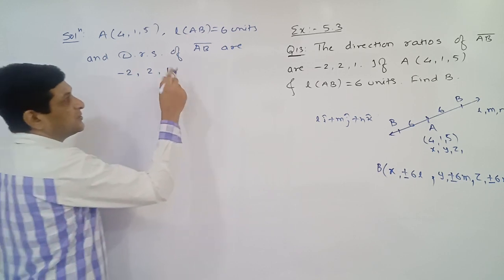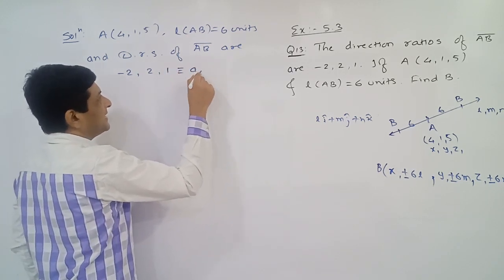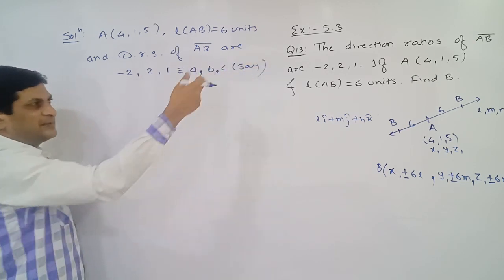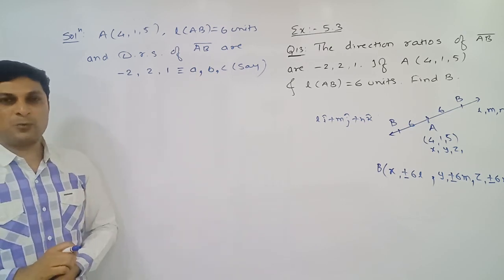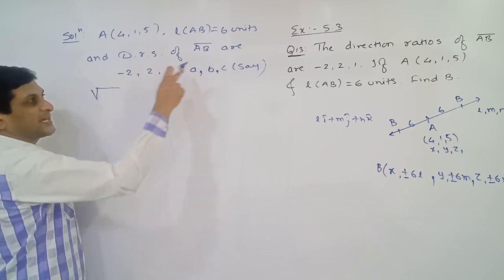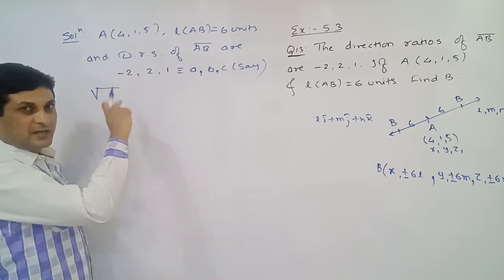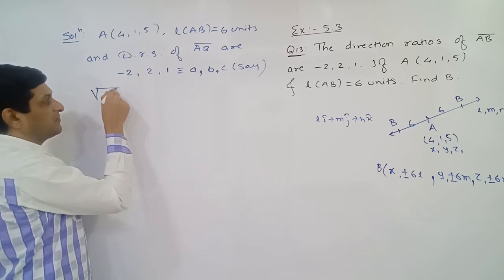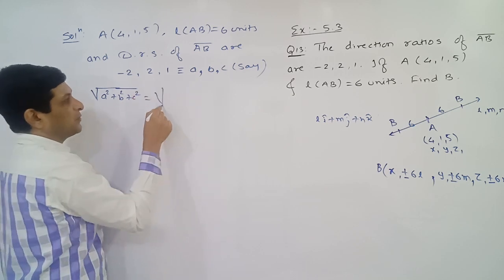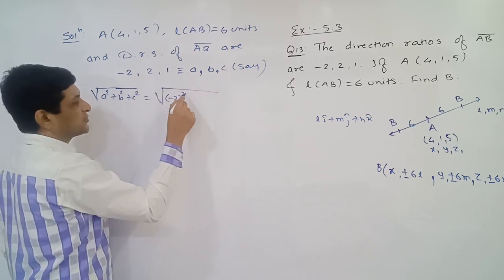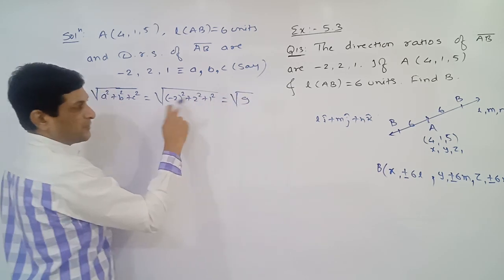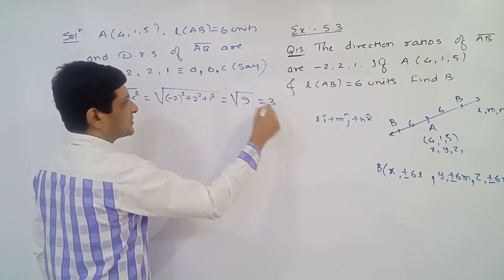Let us denote these direction ratios by a, b, c. Once these direction ratios are known to us, the direction cosines are a upon root, b upon root, c upon root. So we are finding the value of the root of a square plus b square plus c square, which is the root of minus 2 square plus 2 square plus 1 square, equal to root 9. 4 plus 4, 8 plus 1, 9, which is equal to 3.